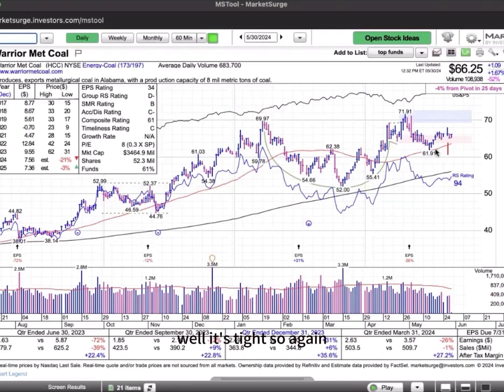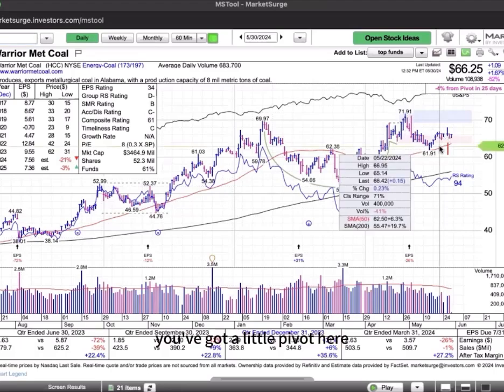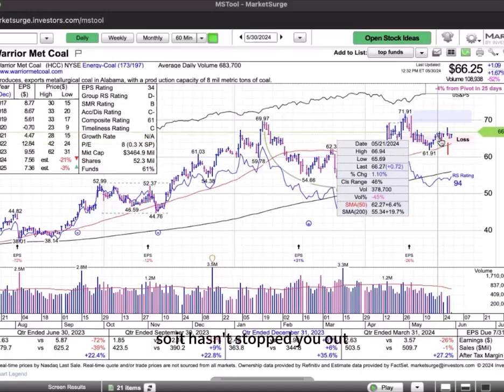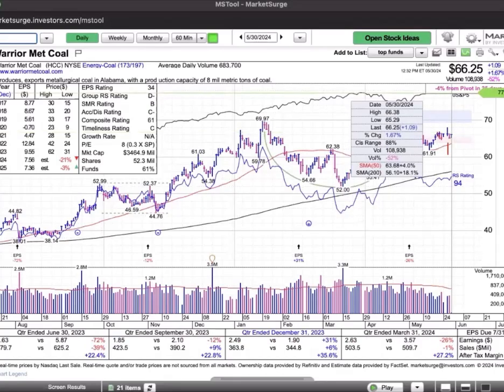Well, it's tight. So again, I think you have a good eye, John, for the two pivots you just showed. If you're going to give me those charts in a vacuum, those would be the pivots I'd be wanting to trade. This one I don't like as much because it's in the coal area, sort of cyclical, but look, you've got a little pivot here, and this is pretty tight, so it hasn't stopped you out yet. I like the one here a little bit better because it's higher RS, and I like that area, technology, gaming, those are a little bit more momentum driven names.